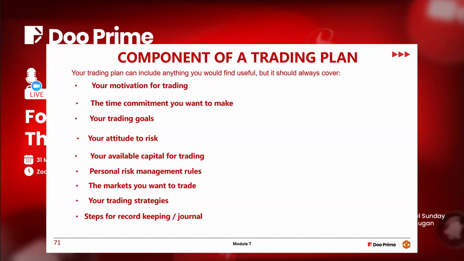So the components here I have listed are what? Your motivation for trading. Why are you trading? Why do you want to be a trader? You have to state it out. What is motivating you to trade? You need to state that out. Why? Because these are things you keep up as a reminder on a daily basis. You need to keep seeing them. You need to keep checking them every day.